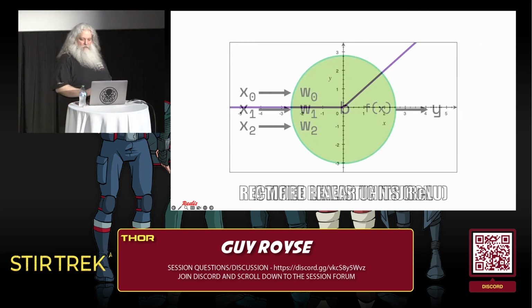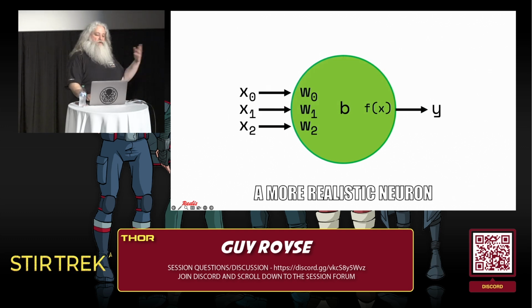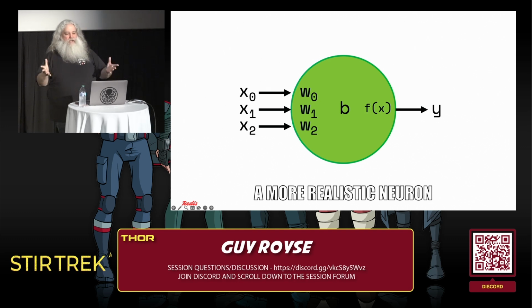And so a more realistic neuron would have multiple inputs, and you multiply each input times its weight, sum them together and add the bias, run it through an activation function, and get your output.